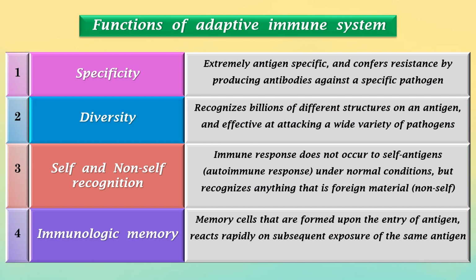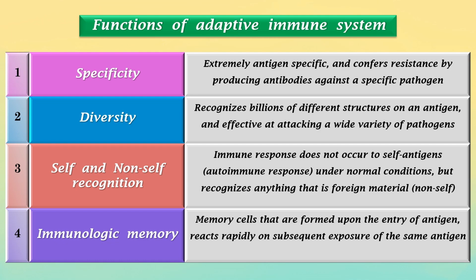Let's go through some of the important functions of the adaptive immune system. The first one is specificity. It is extremely antigen-specific, and confers resistance by producing antibodies against a specific pathogen. The second one is diversity. It recognizes billions of different structures on an antigen, and is effective at attacking a wide variety of pathogens.